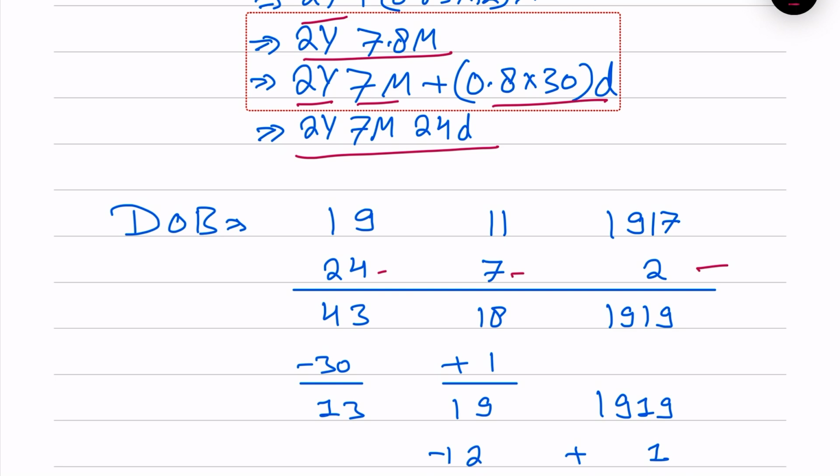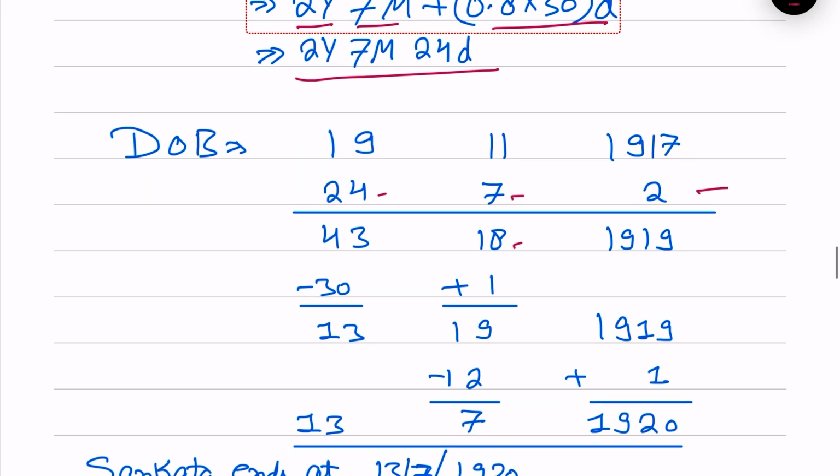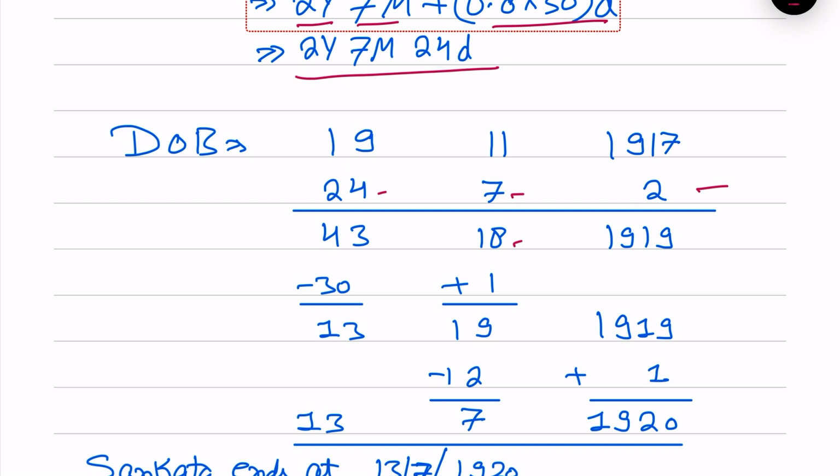So if we add days 43, we know that we have 0 to 30 days for this calculation. 11 plus 7 is 18. It is again greater than 12, so we'll carry it forward. If we subtract 30, we'll add 1 here because 30 days equal 1 month.